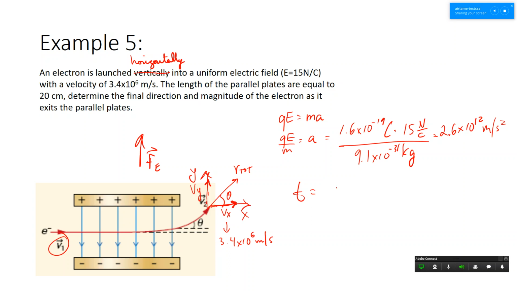So let's try that. It's going to be the distance, which is 0.20 meters, divided by the velocity, which is 3.4 times 10 to the 6 meters per second. It's going super fast, and it's not going a big distance. So is the time going to be really small or really big? Really small time.